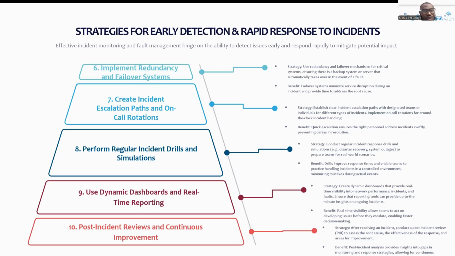It takes us to the seventh strategy, creating incident escalation paths, or what we call escalation matrix and on-call rotations. This strategy involves establishing a clear incident escalation path with designated teams or individuals for different types of incidents. There are stakeholders. There must be an escalation matrix. When A happens, who do we escalate to?